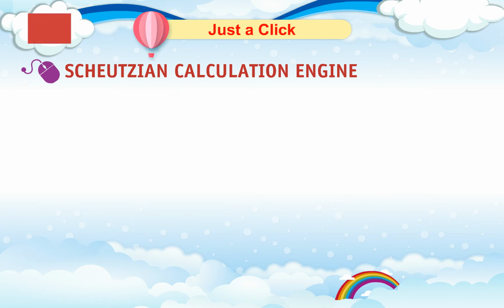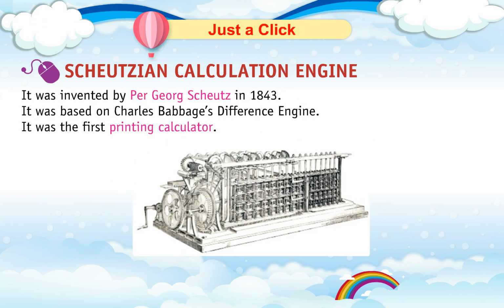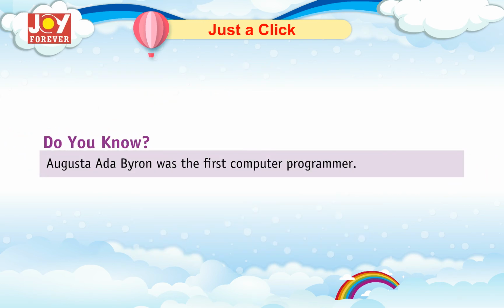Scheutzian calculation engine. It was invented by Per Georg Scheutz in 1843. It was based on Charles Babbage's difference engine. It was the first printing calculator. Do you know? Augusta Ada Byron was the first computer programmer.